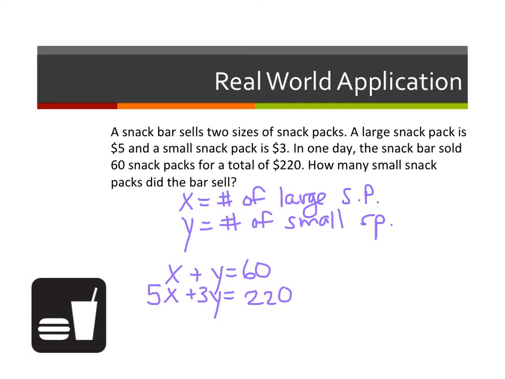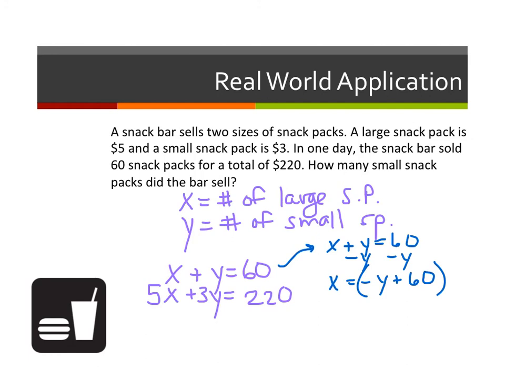So we're going to solve this by substitution, which means taking that first equation and solving for x or y. We want to find the number of small snack packs, right? Which is y. I'm going to solve for x. So x plus y equals 60. Subtract y from each side. And I have something I can plug in for x.